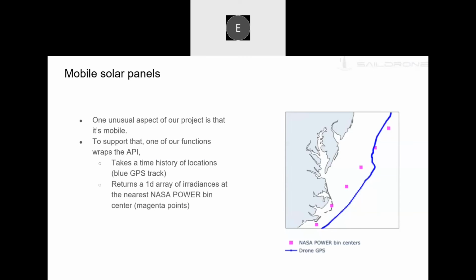One unusual aspect of our project is that it's mobile. So you can see on the right there's the blue drone GPS track. And of course, as we're moving through the world, we need to pick the NASA POWER bin that is closest to wherever we are. So those are the pink dots there. So we have a function that wraps the API, or actually the NASA AWS system, to get us the closest relevant data.